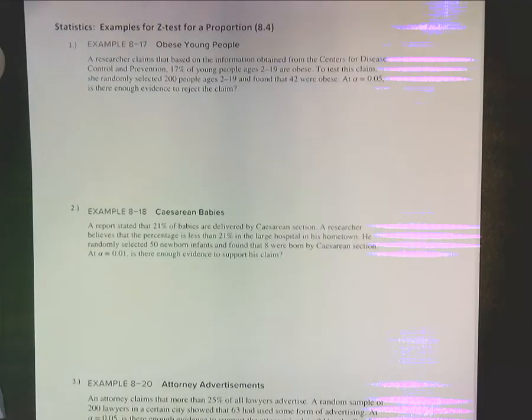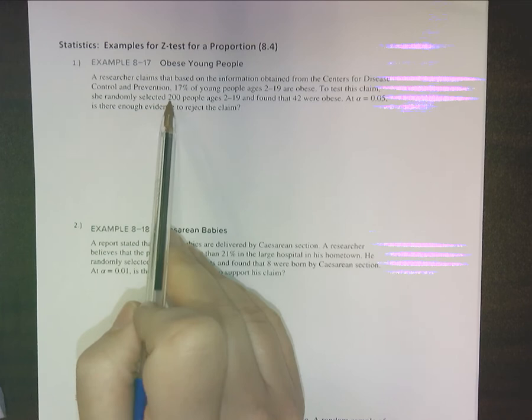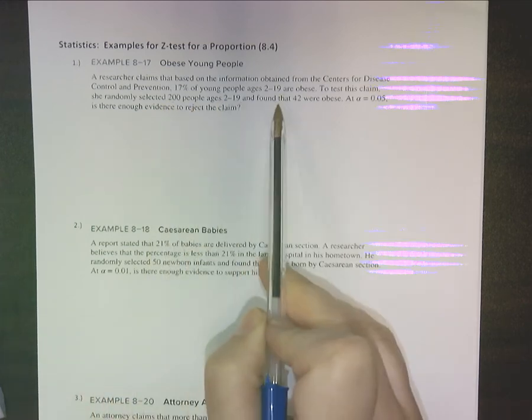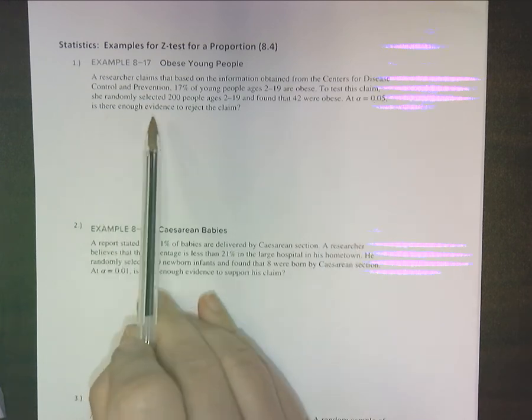All right, you should have downloaded this examples for z-test for proportion 8.4 on LMS. We're going to do these 3 examples, and then you're going to work the homework by yourself. So number 1, a researcher claims that based on the information obtained from the Centers for Disease Control and Prevention, 17% of young people ages 2 through 19 are obese. To test this claim, she selected 200 people from ages 2 through 19 and found that 42 of them were obese. At the significance level of 0.05, is there enough evidence to reject this claim?